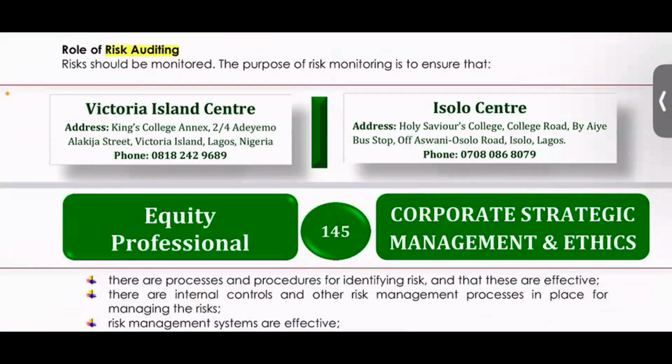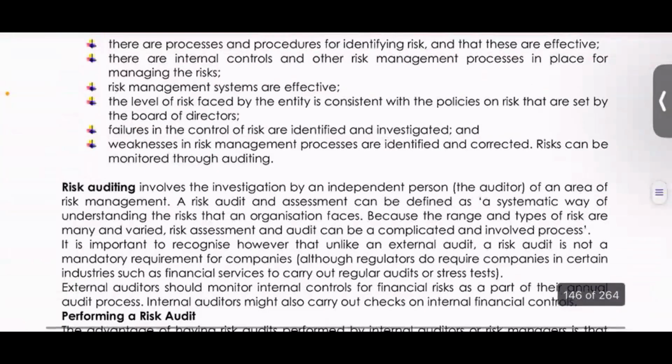Risk should be monitored. The purpose of risk monitoring is to ensure that there are processes and procedures for identifying risk and that these are effective. Secondly, there are internal controls and other risk management processes in place for managing the risk. Thirdly, risk management systems are effective. Fourth, the level of risk faced by the entity is consistent with the policies on risk that are set by the board of directors. Fifth, failures in the control of risk are identified and investigated. And lastly, weaknesses in risk management processes are identified and corrected.